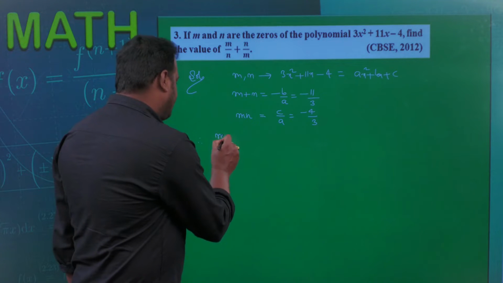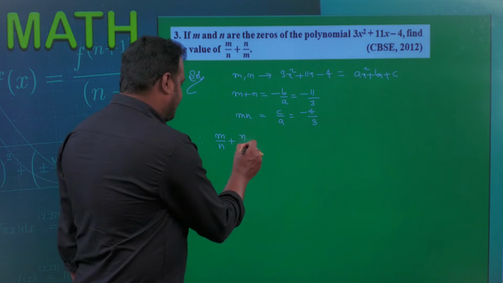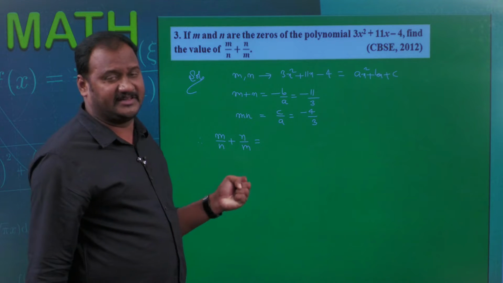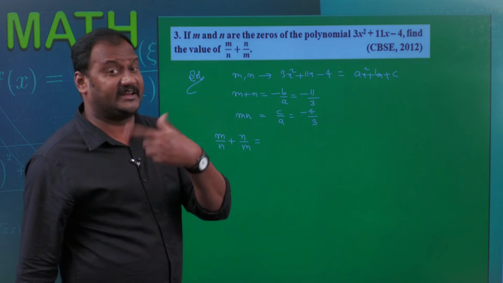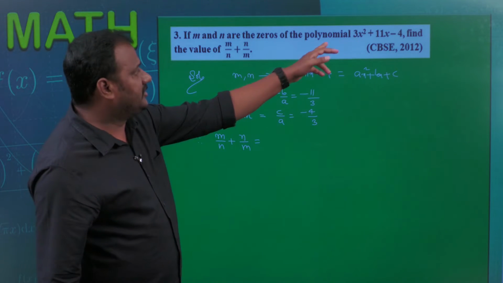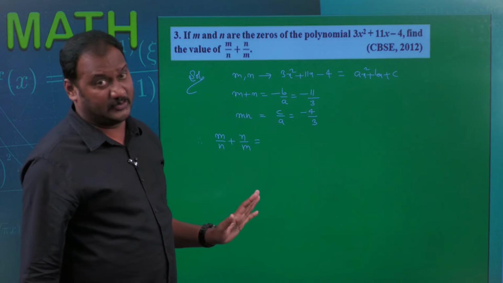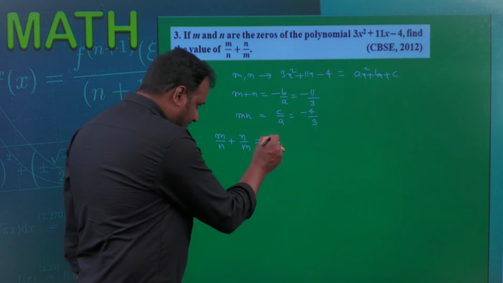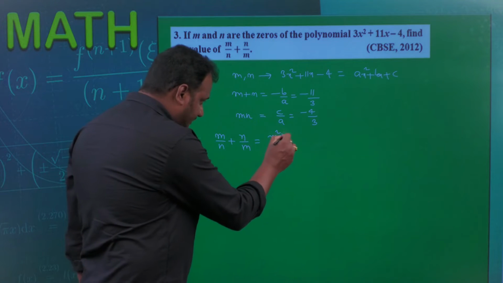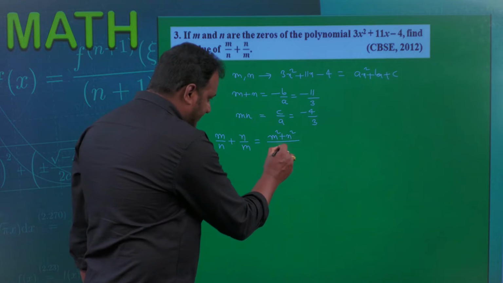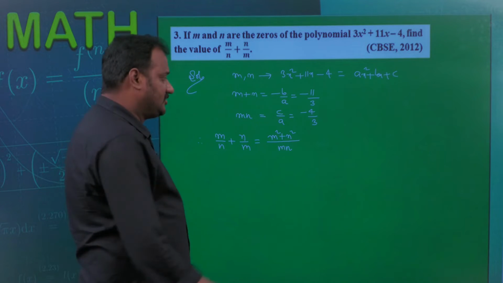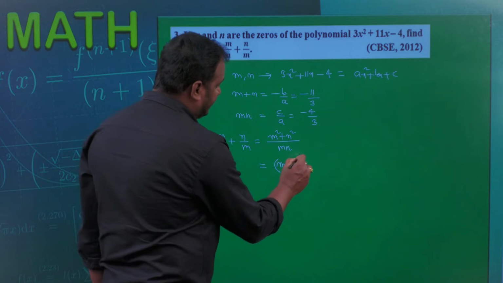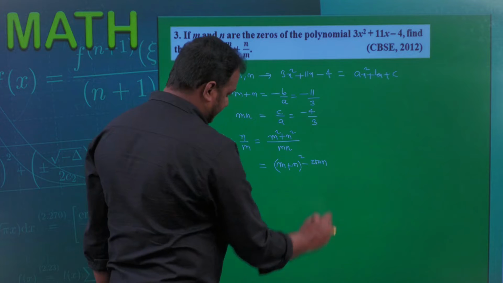Therefore m divided by n plus n divided by m is going to be, see here, in order to find m by n plus n by m, you don't have to find what is m and what is n individually. It means you don't have to find the zeros of the polynomial. Hope you understand? So if you simplify this, m into m is m square, n into n is n square, divided by m into n equal to mn. So m square plus n square can be written as m plus n whole square minus 2mn.